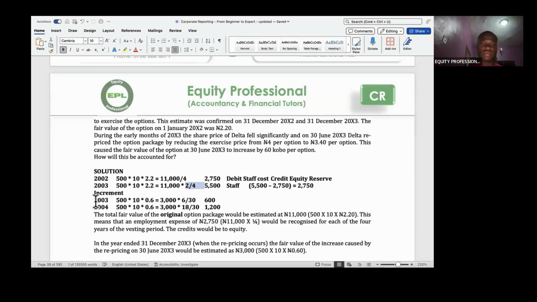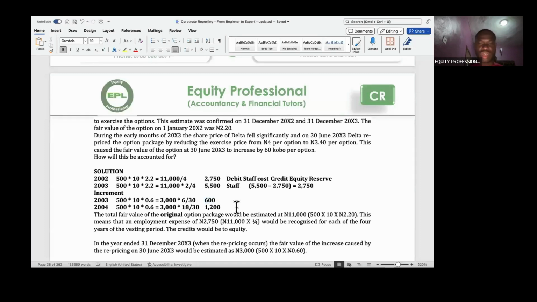For the increment, now in year one, it was just 6 months that was in year one. So 6 months/30. In year two, it will be the cumulative, which is 6 months in year one and 12 months in year two. So that's 18/30. That means in year three will be 30/30. So now, is this 1,200 will go to equity reserve? The increase in reserve between 1,200 and 600 will go to your P&L as staff cost?